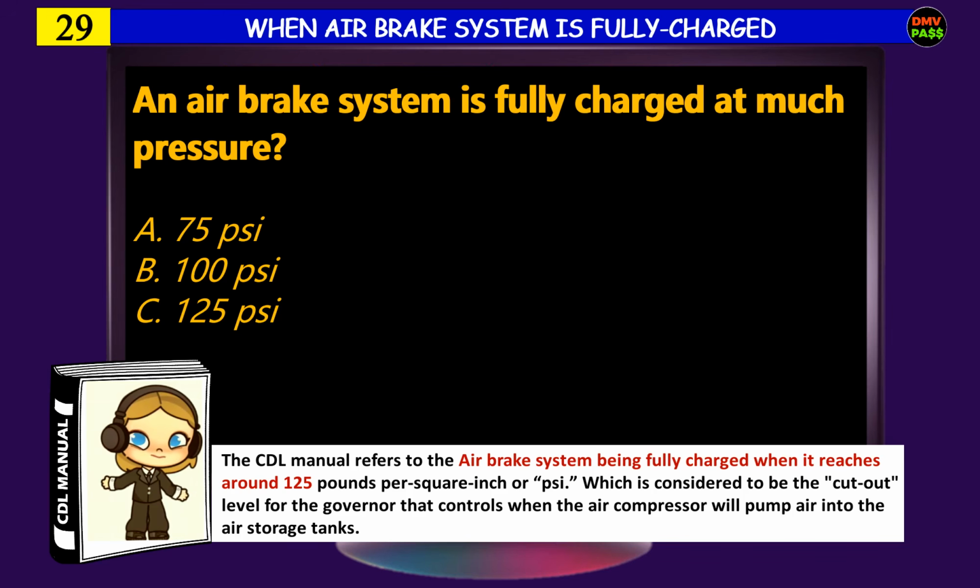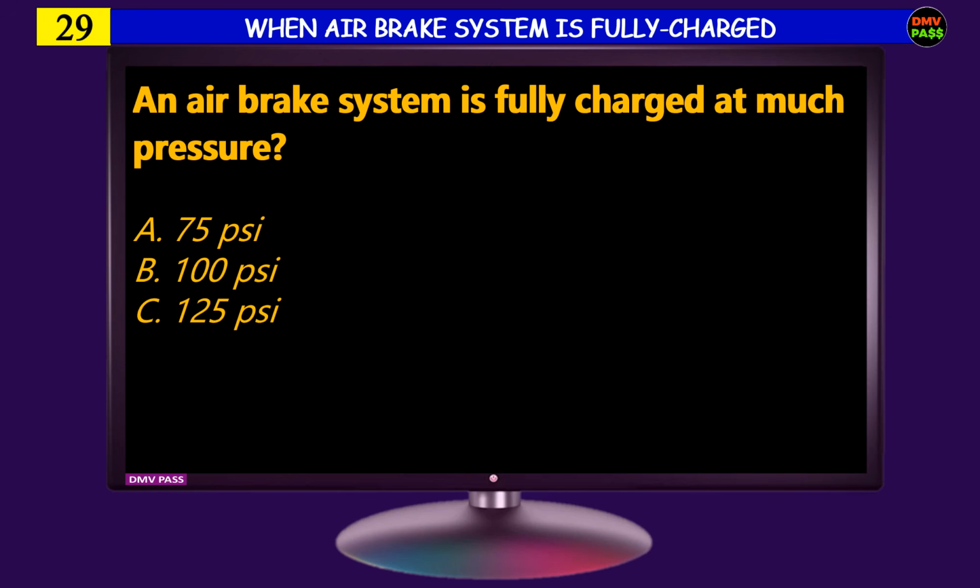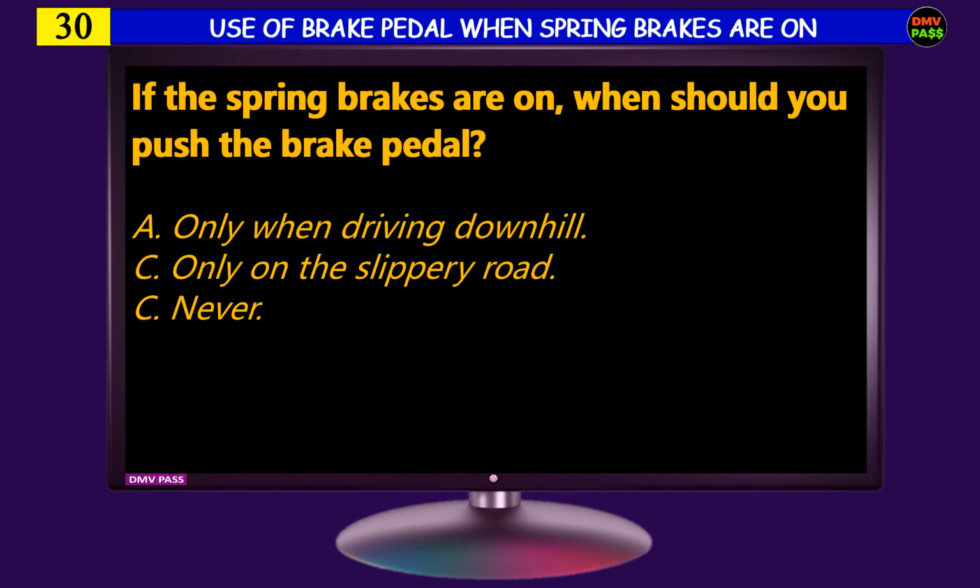125 pounds per square inch or psi, which is considered to be the cutout level for the governor that controls when the air compressor will pump air into the air storage tanks. So, the correct answer is C. 125 psi.